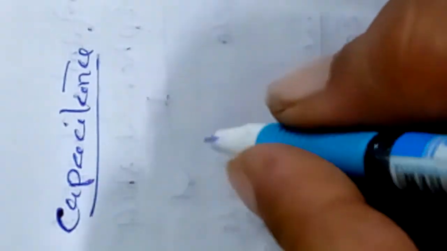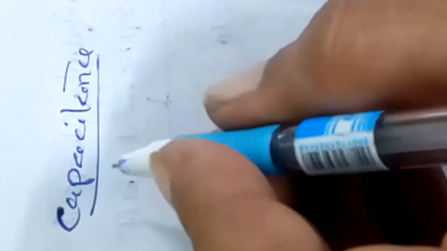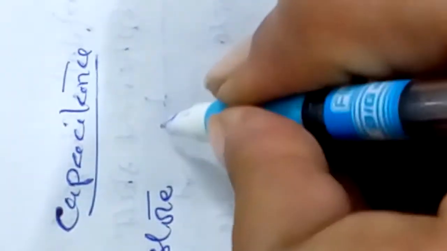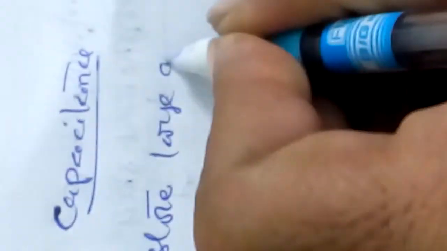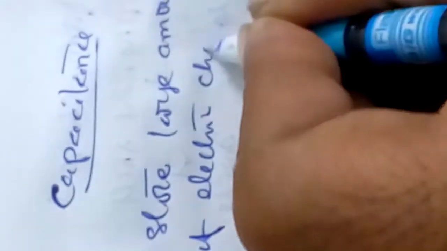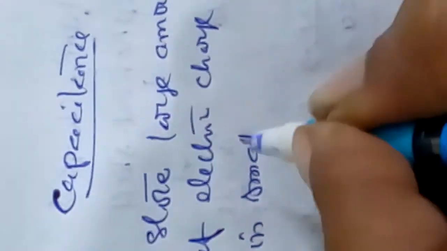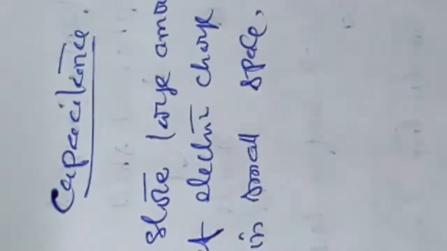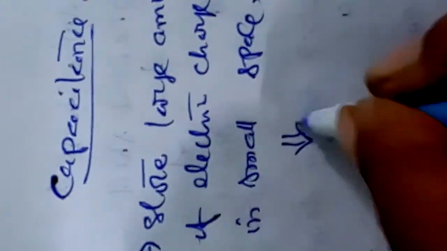And now an interesting phenomenon we'll try to look into. So when you talk about a capacitor, its basic purpose is to store large amounts of electric charge in a small space. This is the basic idea of a capacitor. You can store large amounts of electric charge in a very small area. How are you able to do that?